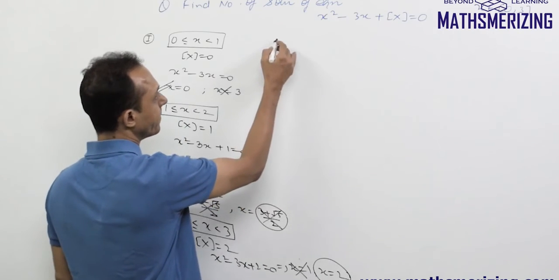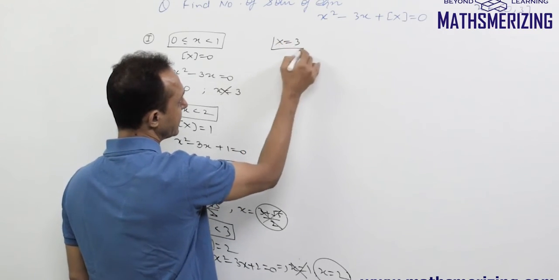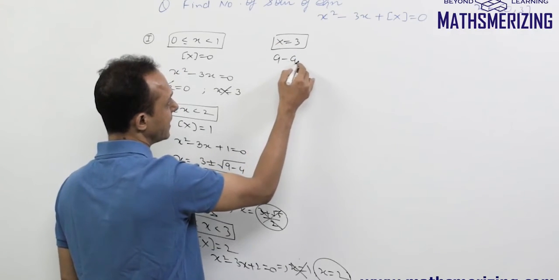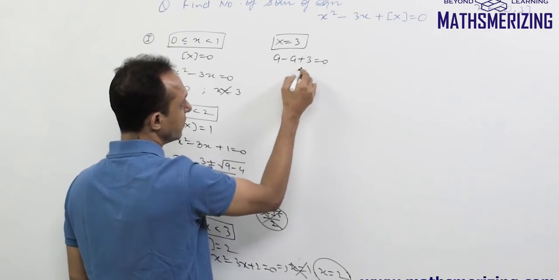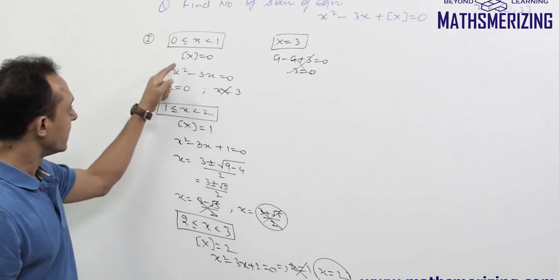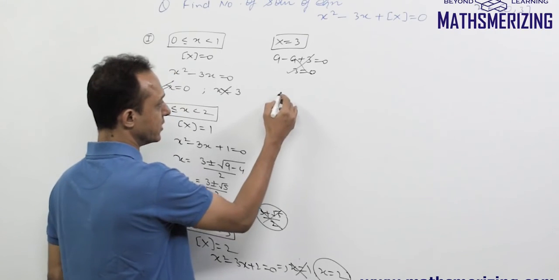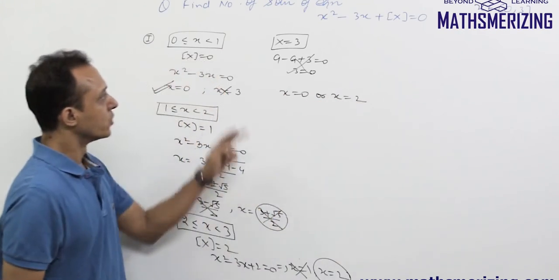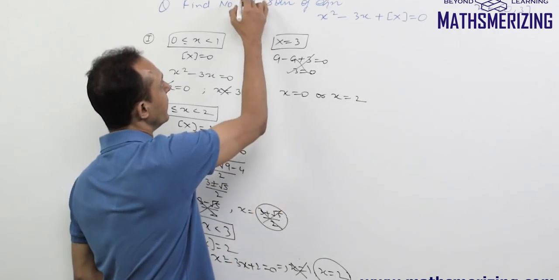And finally, when the value of x is 3, if I put it in, I'll get 9 minus 9 plus 3 equal to 0, which is 3 equal to 0, which is not true. So the only solutions possible in this case are either x is 0 or x is 2. So there are two solutions possible in this case.